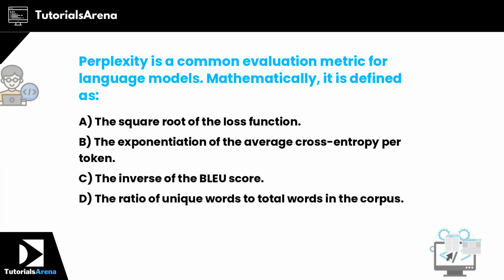Perplexity is a common evaluation metric for language models. Mathematically, it is defined as... The correct answer is option B, the exponentiation of the average cross-entropy per token.